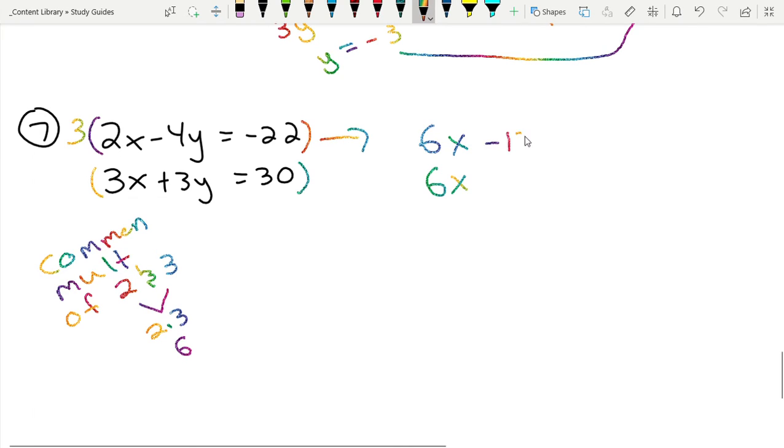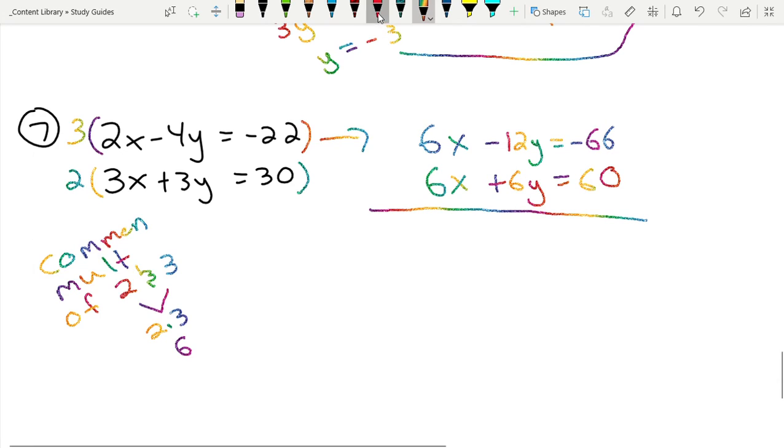So 6x, negative 12y, and negative 66. And then I'm going to multiply the bottom one by 2. So that's going to be 6x plus 6y is equal to 60. So again, I like to always add, so I see if that works. 6 plus a 6 doesn't work. That gives me more. So that's my cue to turn everyone on the bottom to their opposite signs. So here we go. 6 plus negative 6 is nothing. Negative 12 plus a negative 6 is a negative 18y. Negative 66 plus a negative 60 is a negative 126.